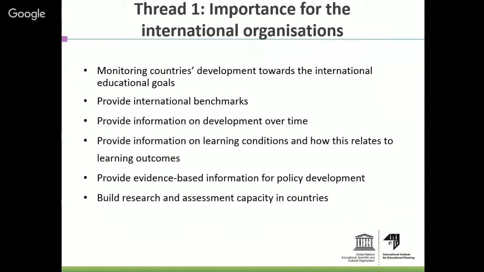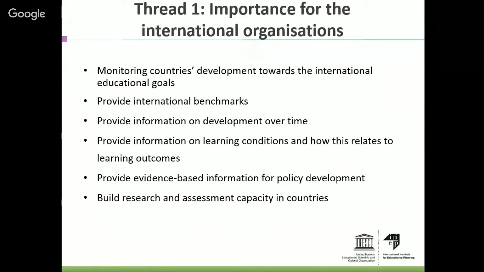So based on the global commitment to the importance of relevant learning outcomes, the importance of learning assessments can be summarized in these points. First of all, monitoring countries' development towards the international educational goals with a focus on learning outcomes and on equity and inclusion.